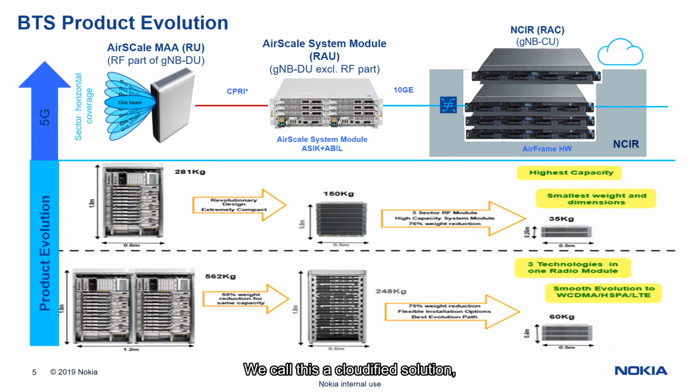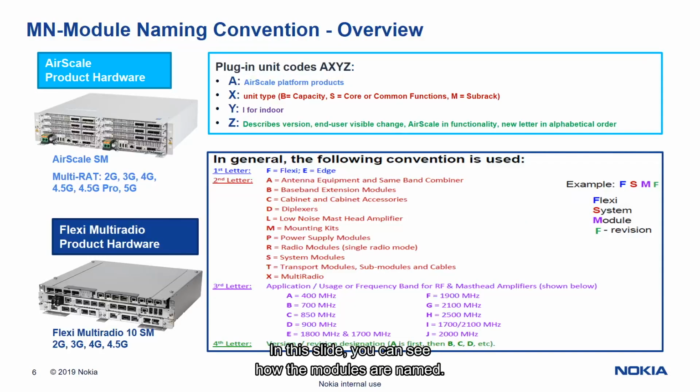At the top is the next step of the evolution. We call this a cloudified solution, where part of the baseband is in the cloud. Then, in a centralized location, and then closer to the radio site, we have the system module where part of the baseband capacity is included. And then on the radio site, we have only these massive MIMO antennas where the radio and antenna are integrated together.